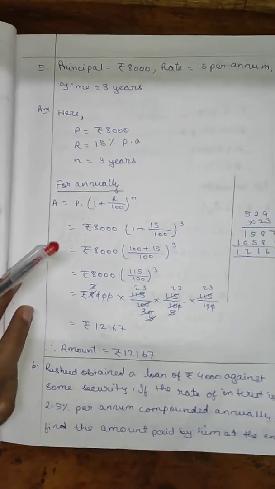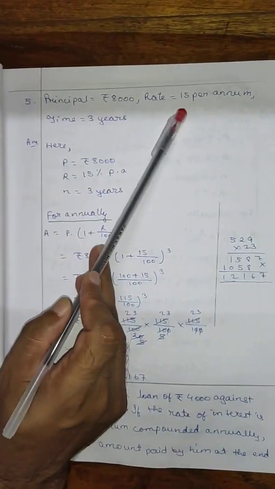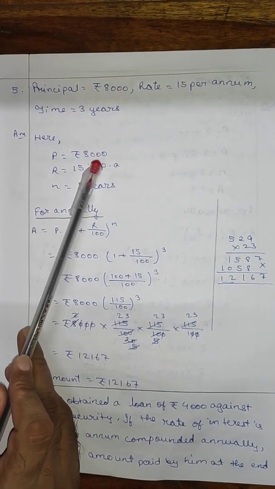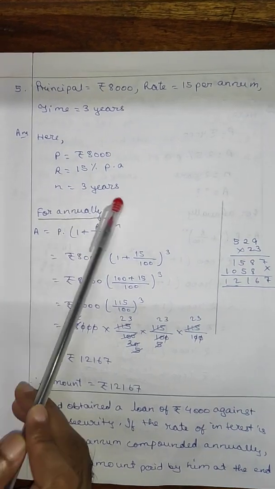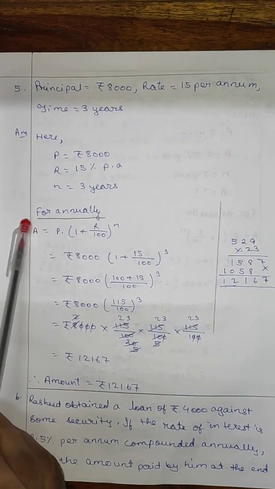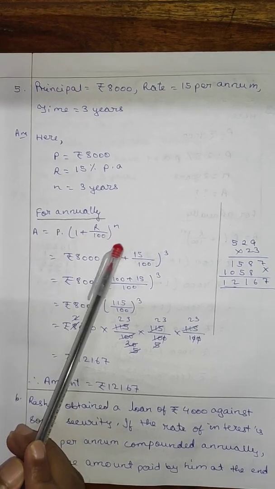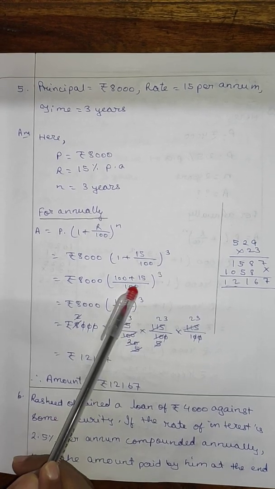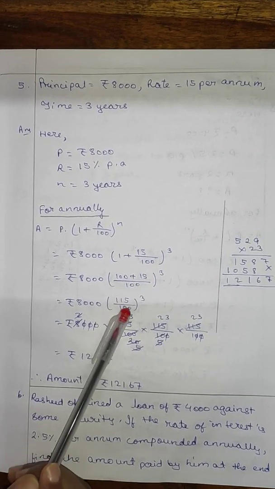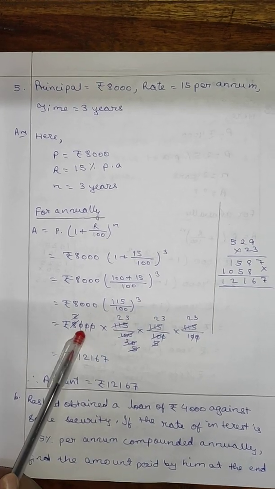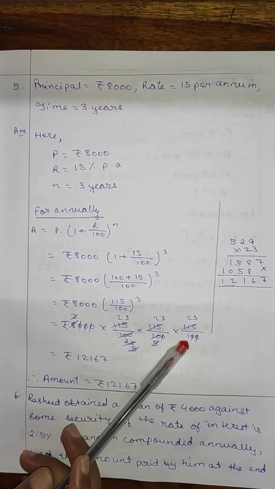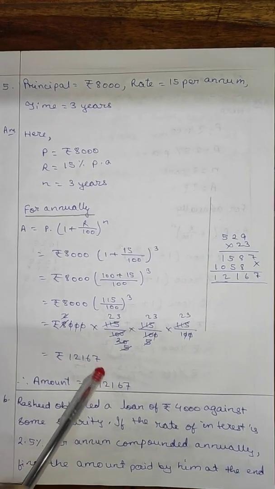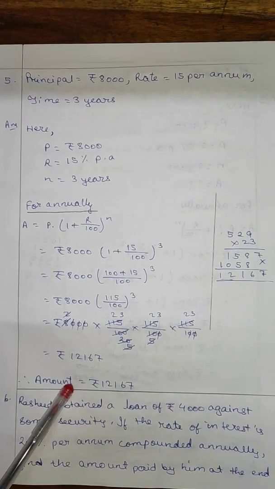Question number 5 now. Principal rupees 8000, rate 15 per annum, that is 15% actually, time 3 years. Here P is equal to rupees 8000, R is 15% per annum, N is 3 years. Same calculation for every question. For annually, A is equal to P into 1 plus R by 100 to the power N. Rupees 8000 into 1 plus 15 by 100 to the power 3. LCM 100, upside 100 plus 15, it becomes 115 by 100 to the power 3. So rupees 8000 into 115 by 100 you can write 3 times, then 1 by 1 everything should be cancelled out. Answer rupees 12,167 is the amount.